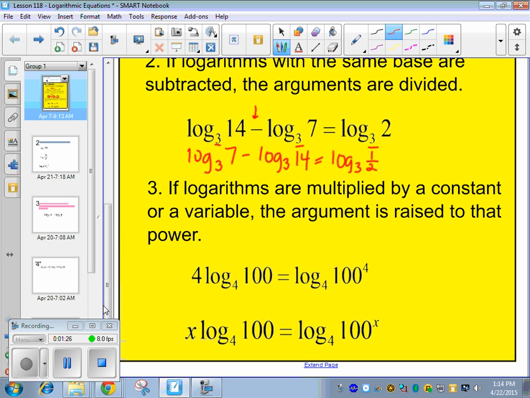The last rule is that if logarithms are multiplied by a constant or a variable, then the argument is raised to that power. So what we can do is move this number in front to the exponent. So we moved it here. Or if it's a variable, we move it here so it goes in the exponent. So we're going to apply all these rules when we solve.